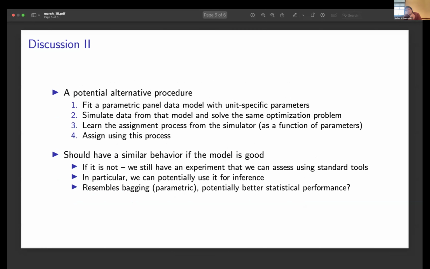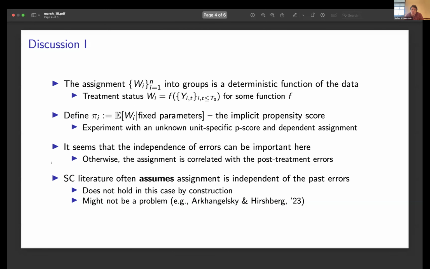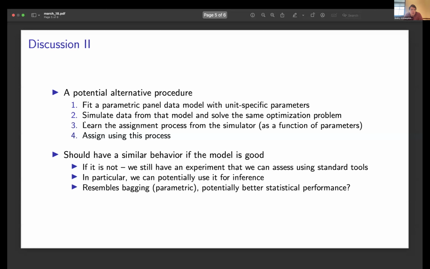Now, the second thing that I was thinking about once I started to think through these terms of underlying propensity scores and everything was to think, can we potentially do maybe better or maybe a little bit differently?